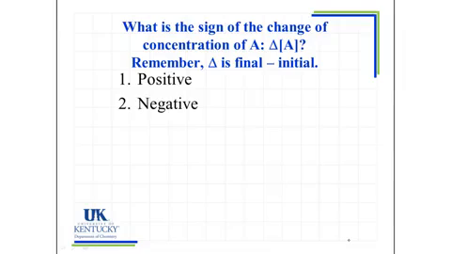So let's think about the change in its concentration. Would the change in concentration be positive or negative? Now remember, a change, which is represented with delta, is always final minus initial. So if you think about how much you have at the end versus how much you have at the beginning, would this be positive or would this be negative? Well, if you said it would be negative, you'd be correct.